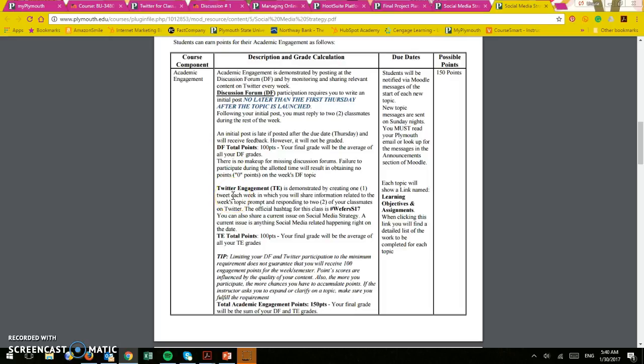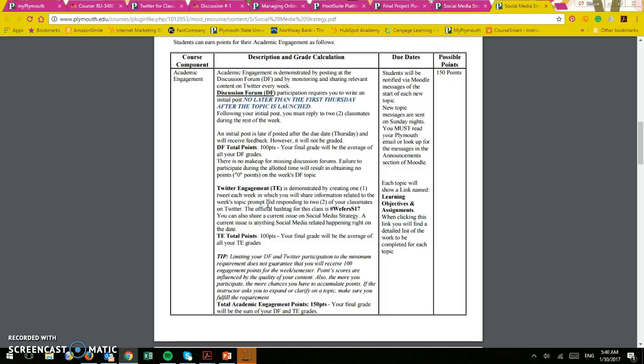Then we have the Twitter engagement. And again, you are supposed to create 1 tweet every week and then reply to 2 of your peers. The information that you have to share has to be relevant to the topic that we are discussing during the week. In this case, during week 1, we're talking about the status of social media. So that's what you need to tweet about.